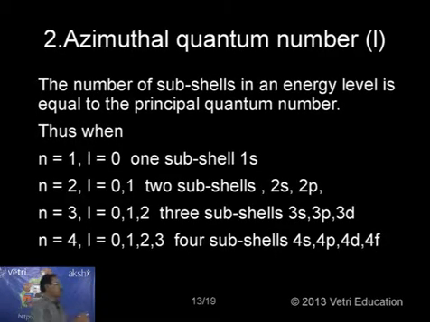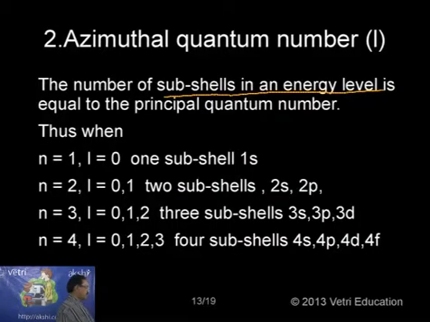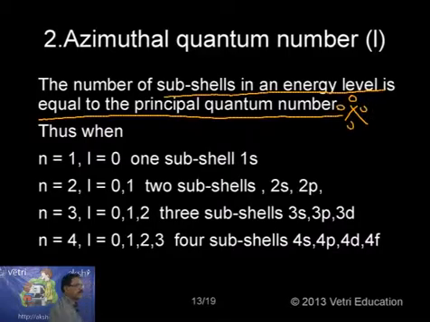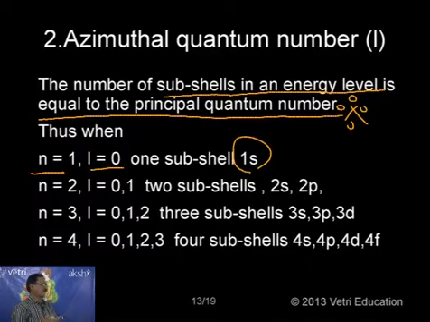We can calculate the number of subshells, that is l values, in an energy level. It is equal to the principal quantum number, nothing but n. Whatever the n value, that is the number of subshells. For n equal to 1, l equal to 0, the first level has only one subshell, which we call 1s.